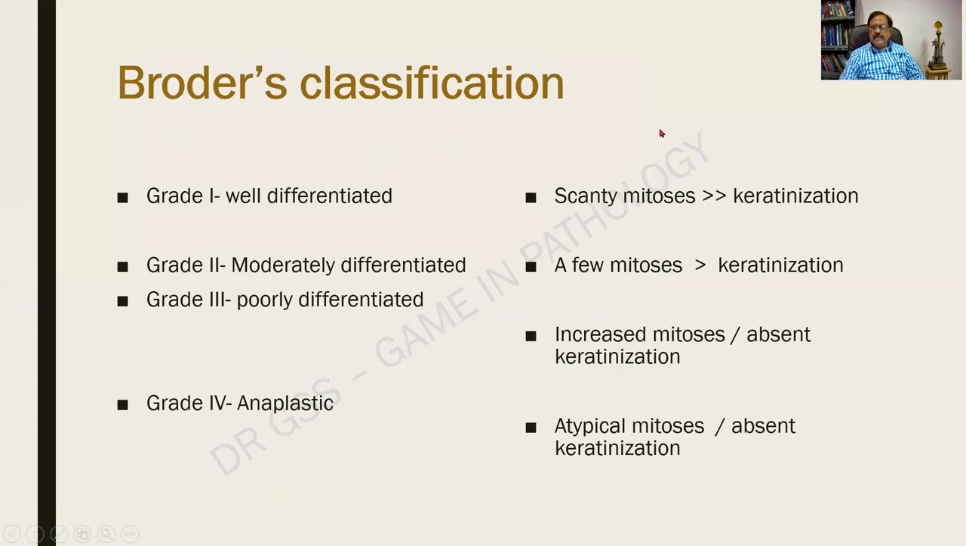This is a classification. You need not know it in detail, but just observe. A tumor can be well differentiated, moderately differentiated, poorly differentiated, or anaplastic. And accordingly, you find that there will be more keratinization or epithelial pearls in a well differentiated tumor. They will be absent in an anaplastic tumor. Mitosis will be scanty in a well differentiated tumor, and you find that there will be increased and atypical mitoses as the grading goes on. This is called the Broders classification. You can mention it if you get a question on it.